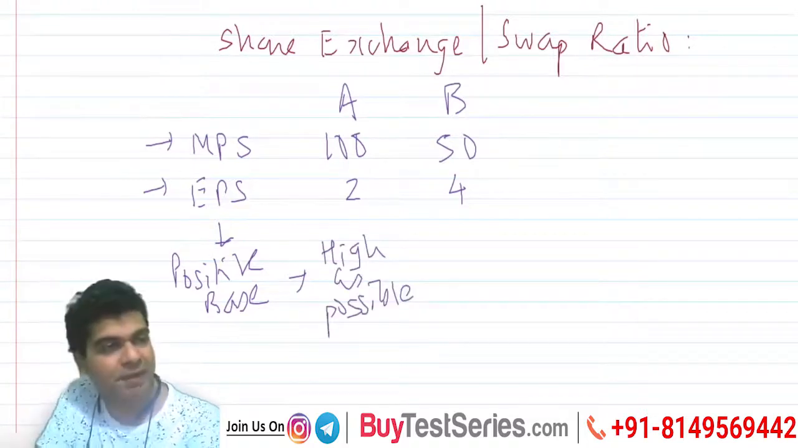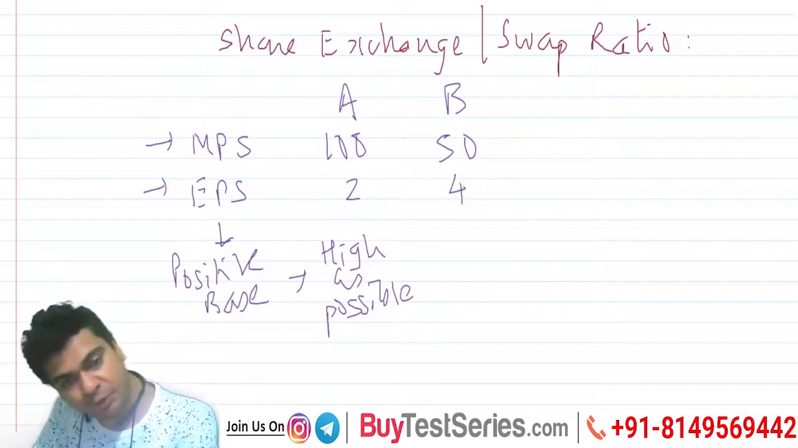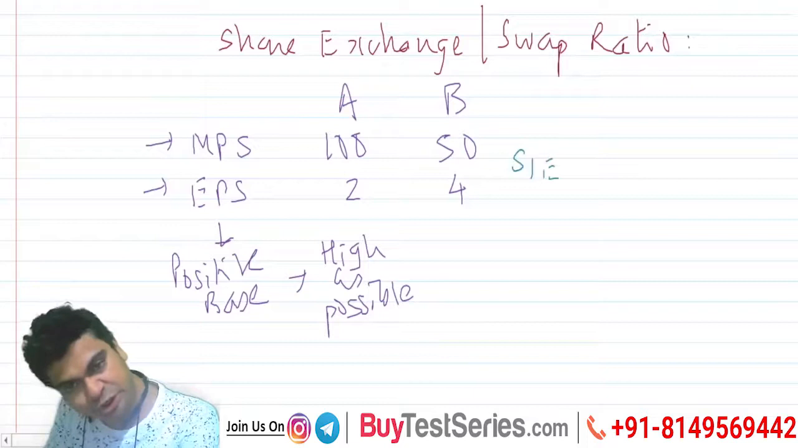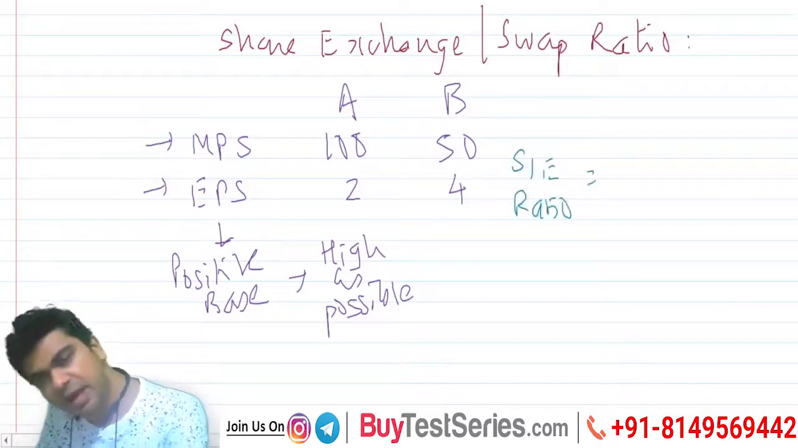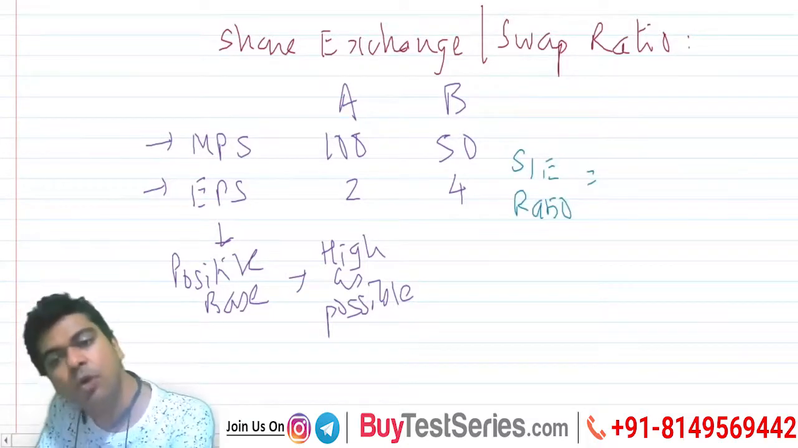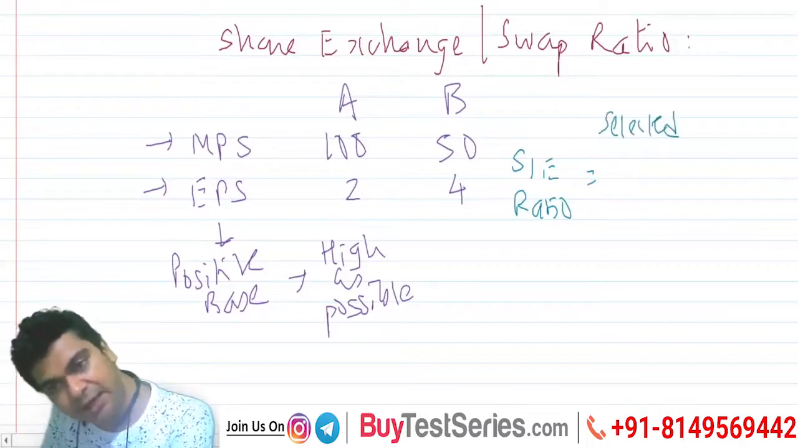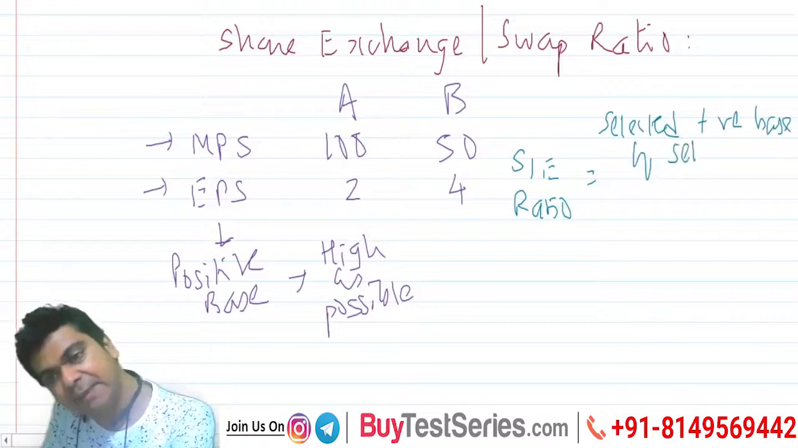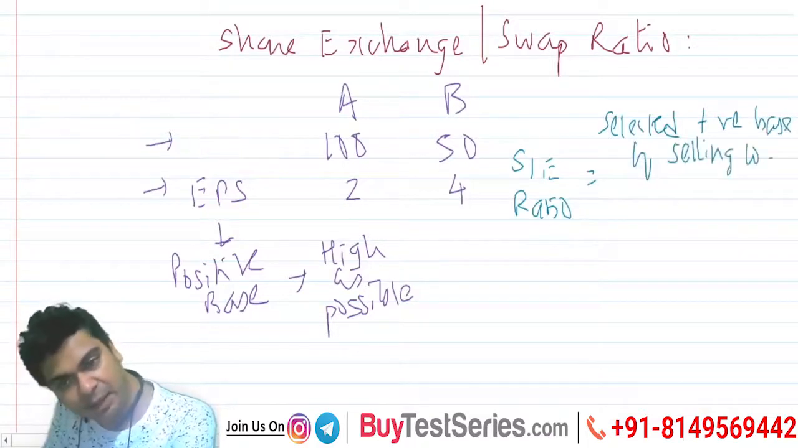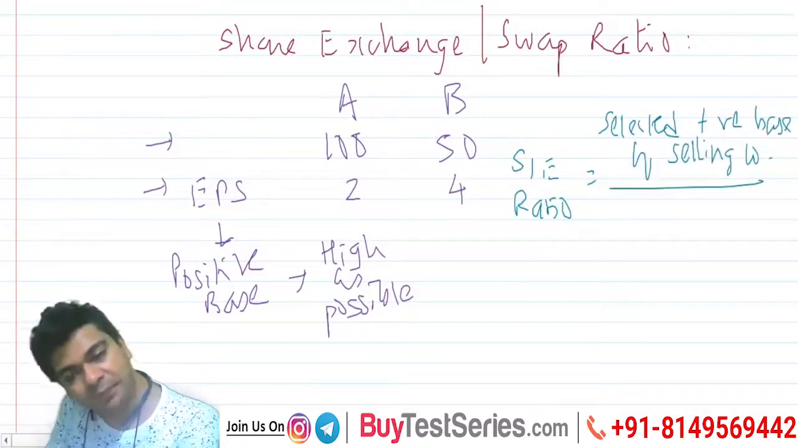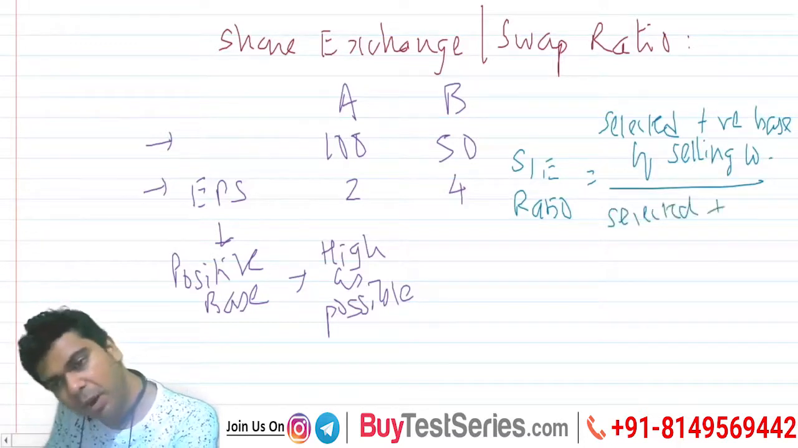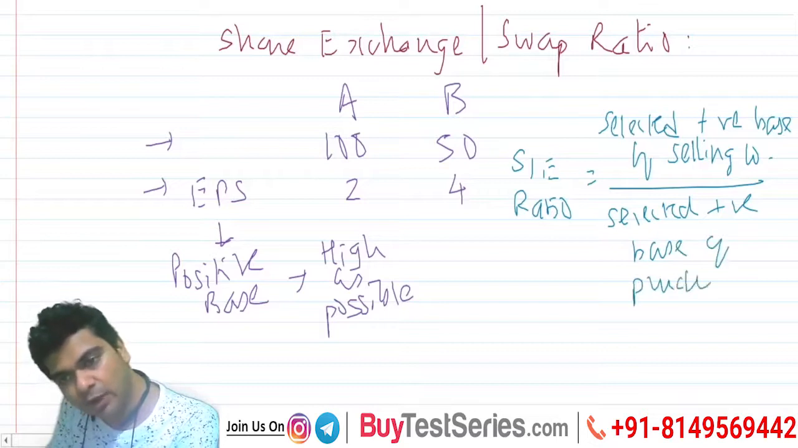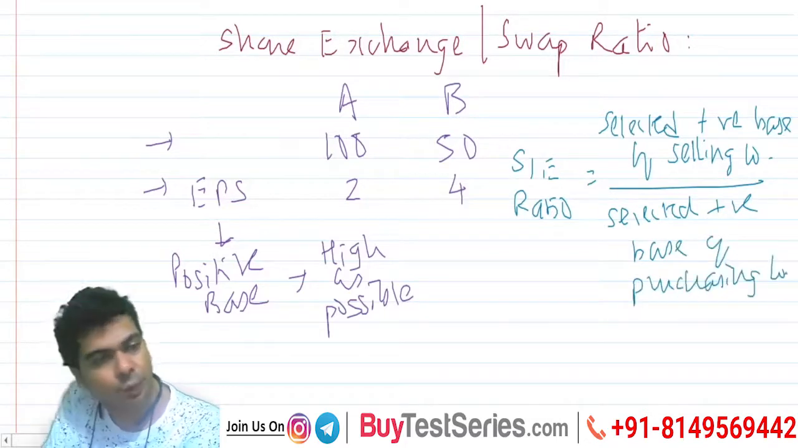Okay, so when you are selecting a positive base, the way you will calculate the share exchange ratio is, I'm writing in short, share exchange ratio is, you will take the selected positive base of the selling company, and divide that by the selected positive base of the purchasing company. Okay, this is what we will do.